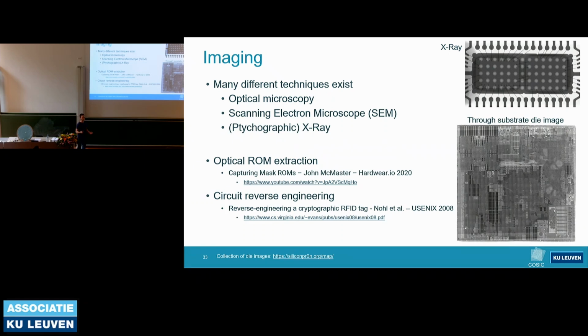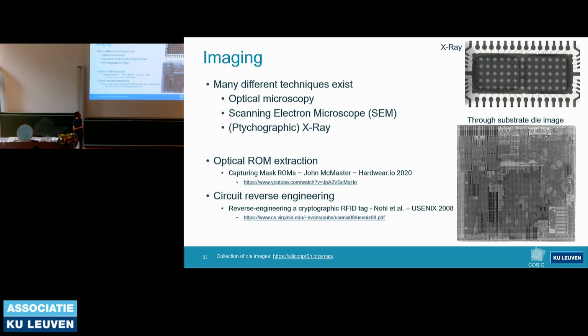What can you do with just imaging techniques? Well, some people extract ROM memories from chips just optically. So they will take a chip, depackage it, maybe even remove a layer of the chip, add chemicals to stain the chip, and then visually you will be able to distinguish a 1 from a 0 in certain memory technologies.